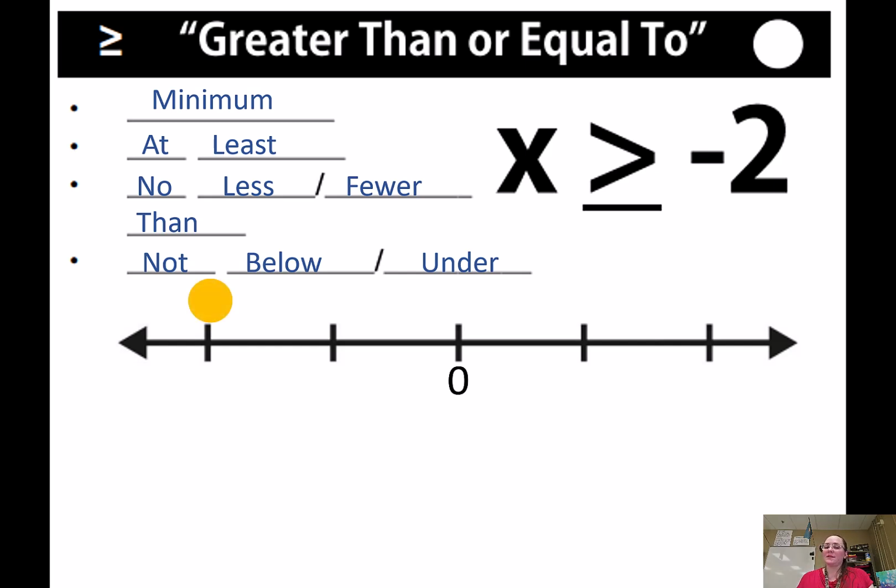When I'm graphing this, I'm going to put a closed dot at -2 in this case. And then because it's greater than, I'm shading to the right. I want those numbers larger.